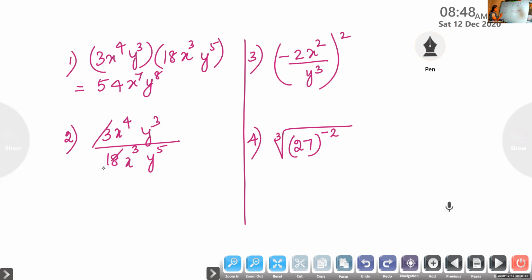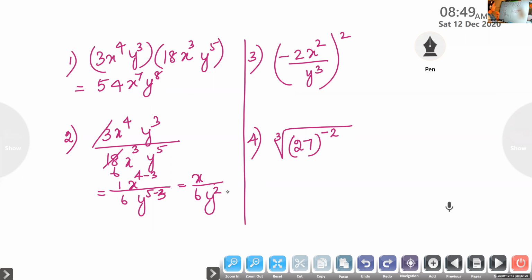You can cancel this, so this one will become 6. So it is same as 1 by 6. Here we have x raised to 4, x raised to cube, so x raised to 4 minus 3. y raised to 5 minus 2. So x by 6, y cube. y minus 2, so it is y square. x by 6, y square.